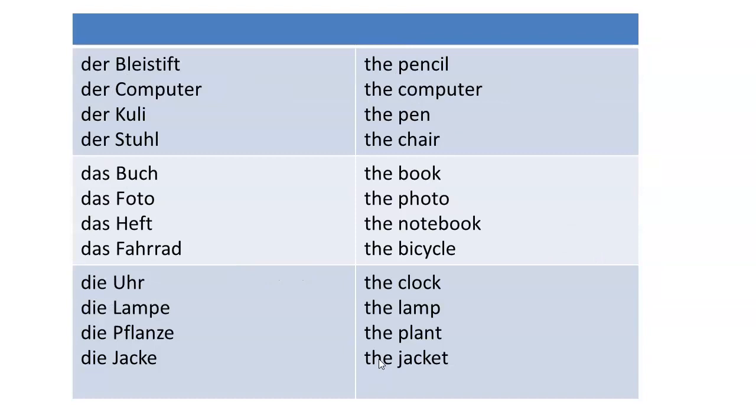And we're going to use this vocabulary in this practice, so it's helpful to be sure that you know a few vocabulary items well and that you know the gender of those nouns. For example, we have 4 masculine nouns here. We have der Bleistift, der Computer, der Kuli, der Stuhl, and neuter, das Buch, das Foto, das Heft, das Fahrrad, and then some feminine, die Uhr, die Lampe, die Pflanze, die Jacke.